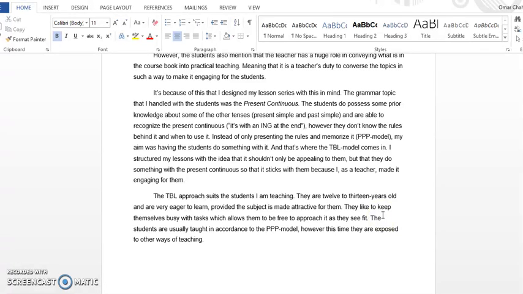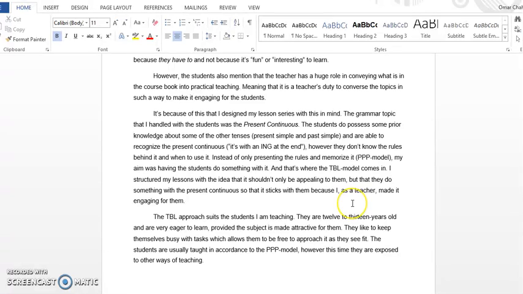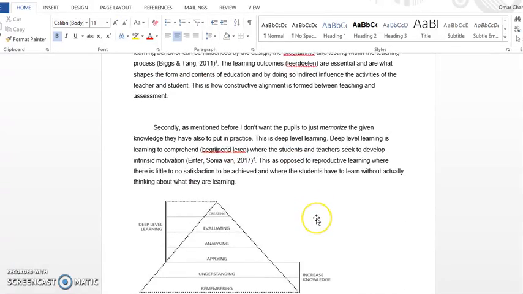As I mentioned, the TBL approach suits the students I'm teaching. They're between 12 to 13 years old. They are very eager, as you can see in the video compilation, provided the subject is made very attractive for them. They like to keep themselves busy. However, once again, it was kind of difficult for them to adjust to the TBL model because they're usually taught with the PPP model.